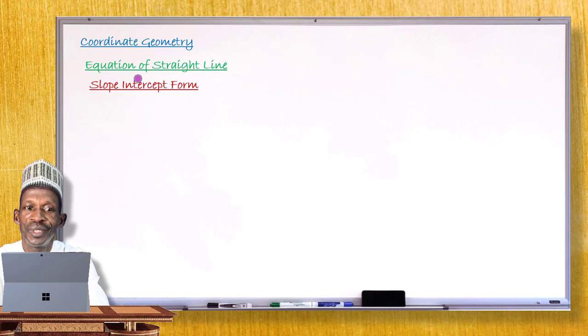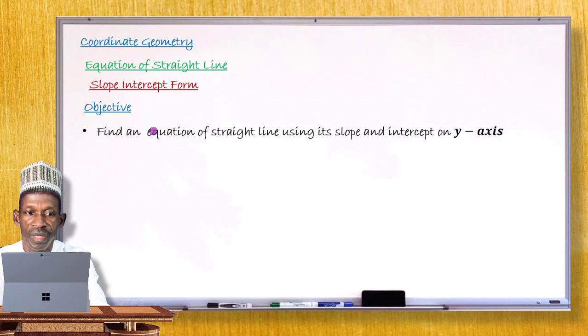Today, in continuation with your main topic, that is coordinate geometry, what we are going to learn is how to find or write the equation of a straight line, and the very first aspect under this that we are going to consider is the slope-intercept form. So let's begin. After completing the lesson today, my dear student, you'll be able to find or write an equation of a straight line using its slope and intercept on the y-axis. This is what I hope you'll be able to do after completing the lesson today.